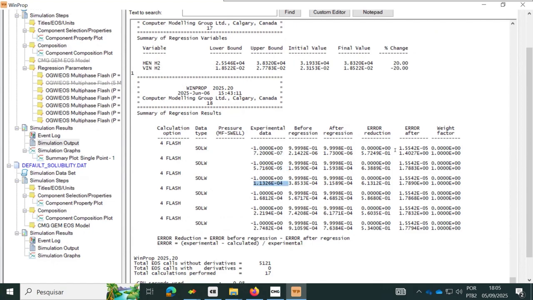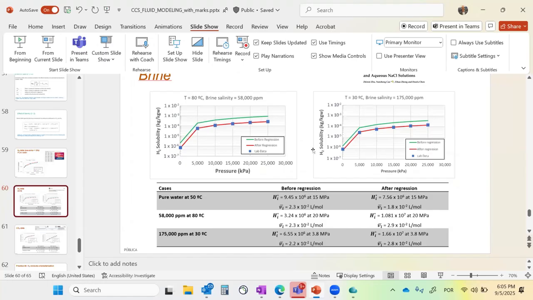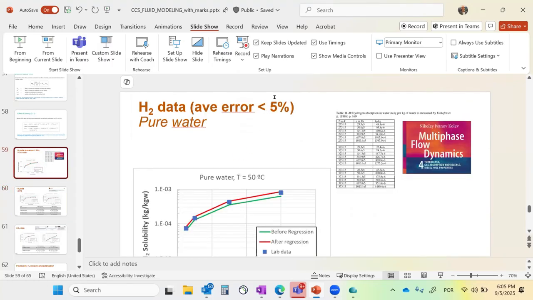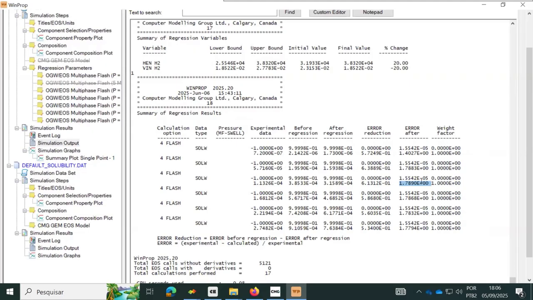Okay, and the deviation of the solubility is here. It's too high. It's 14%, 17%, 17%. It's too high. Let me double check here. 5%. 5% is the tolerance, the accuracy that we need to achieve to represent solubility data accurately. We need to do something.